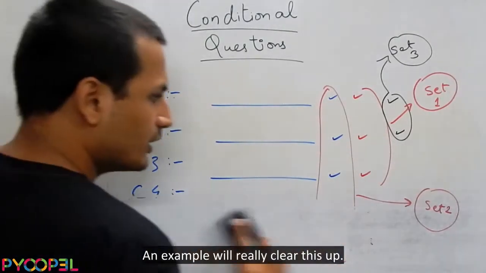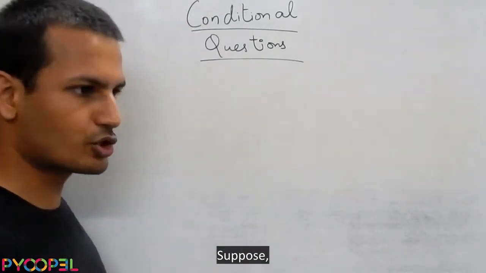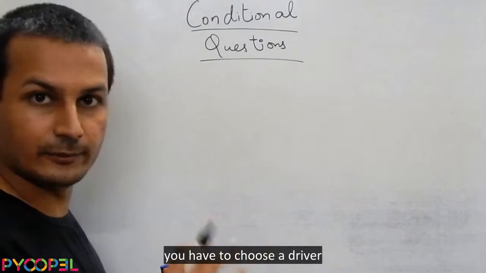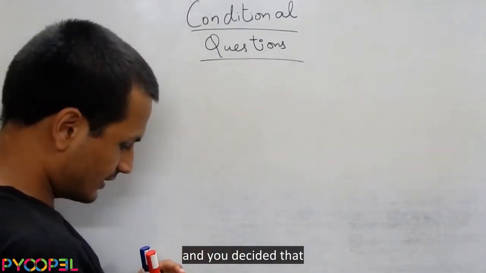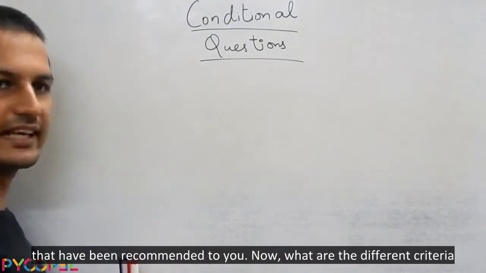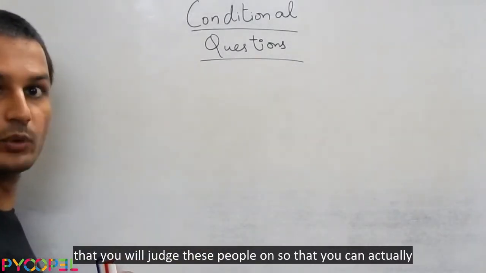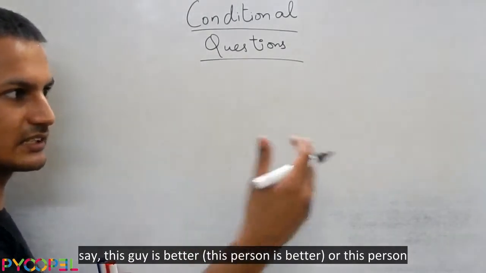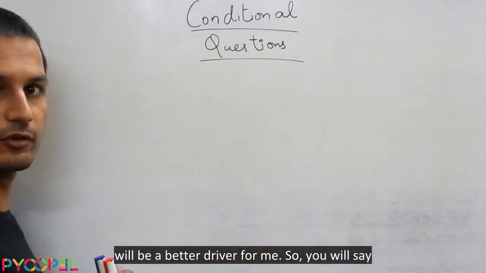An example will really clear this up. Suppose you have to choose a driver and you decided that you're going to interview, let's say, the 5 people that have been recommended to you. Now, what are the different criteria that you will judge these people on so that you can actually say this guy is better, this person is better, or this person will be a better driver for me?